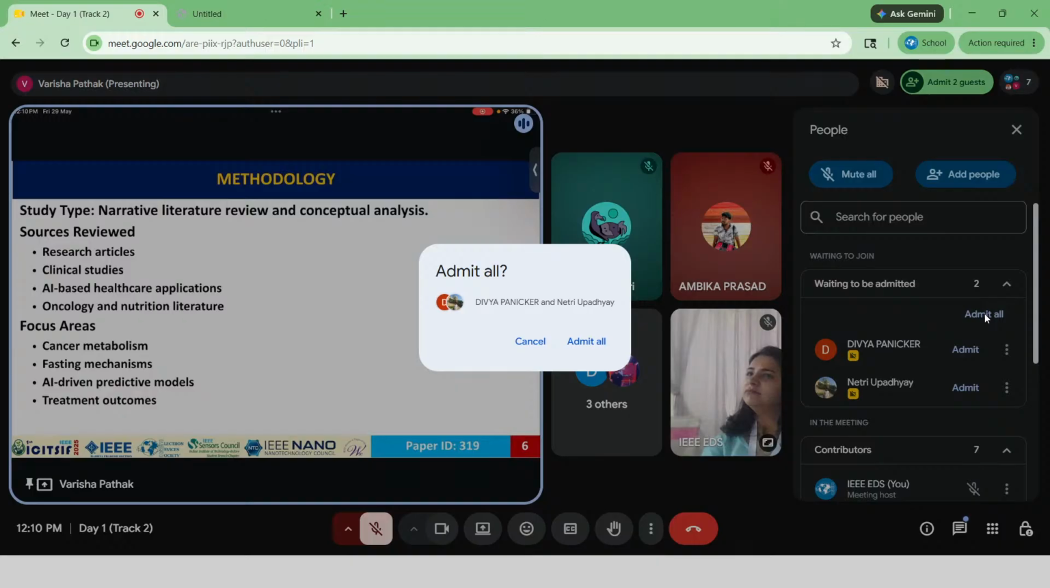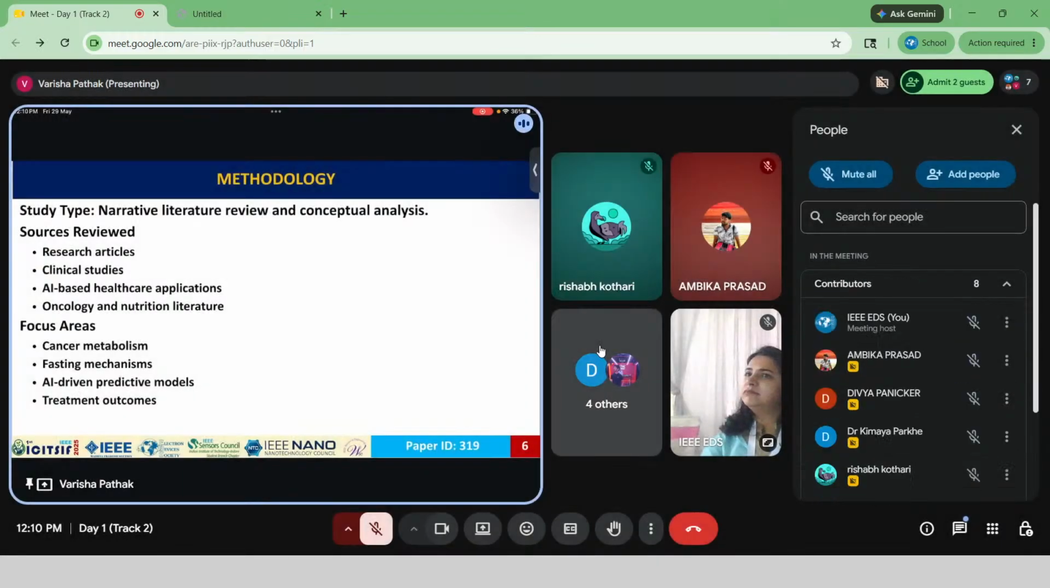This study was conducted as a narrative literature review and conceptual analysis. We reviewed oncology literature, fasting related metabolic studies, clinical research articles, and AI based healthcare applications. The analysis focused on cancer metabolism, mechanisms of fasting, AI driven predictive models, and treatment outcomes.